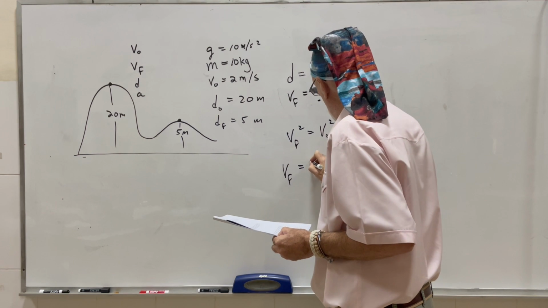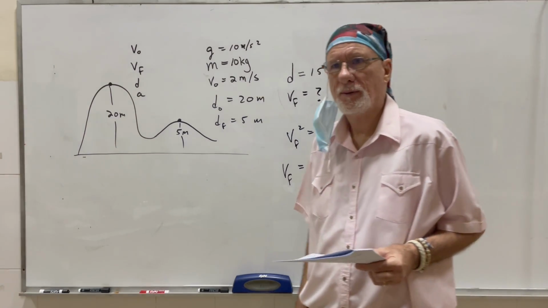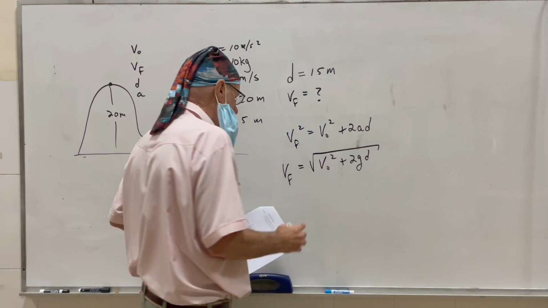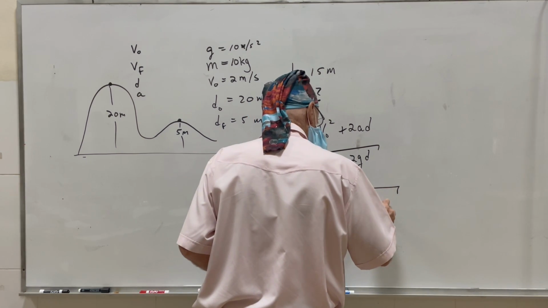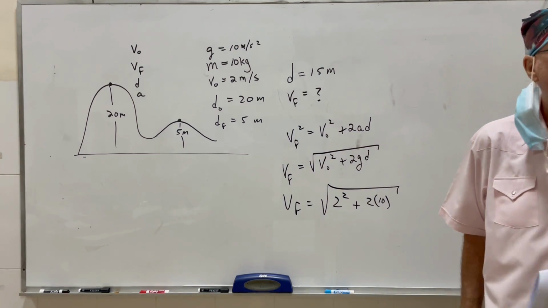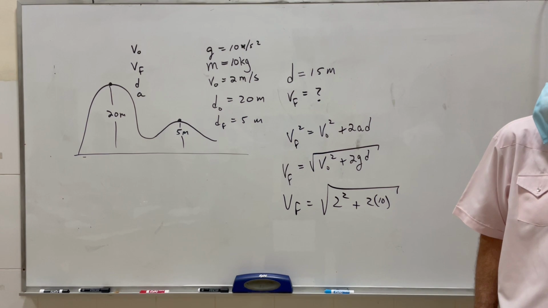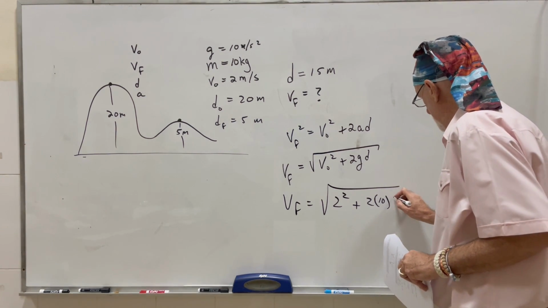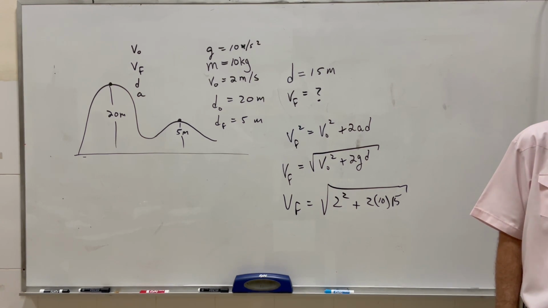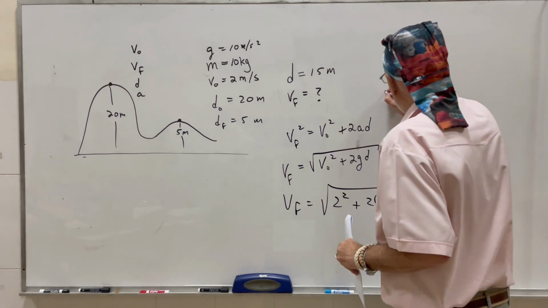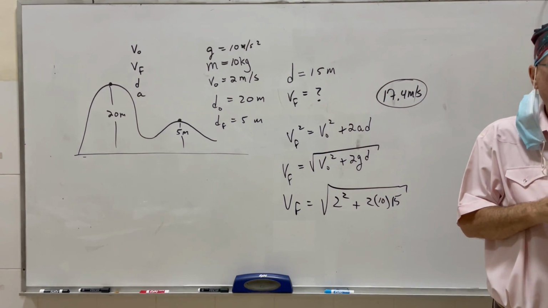So Vf squared equals V naught squared plus 2GD. Correct? So plug this in. Let's plug in the values. So this is going to be Vf squared equals 2 squared plus 2 times 10. And what is the distance? Anybody? What's the distance? 15. Very good. The distance is 15. And what do you get? Anybody? 17.4 meters per second. Correct? Now, let's look at it a different way.